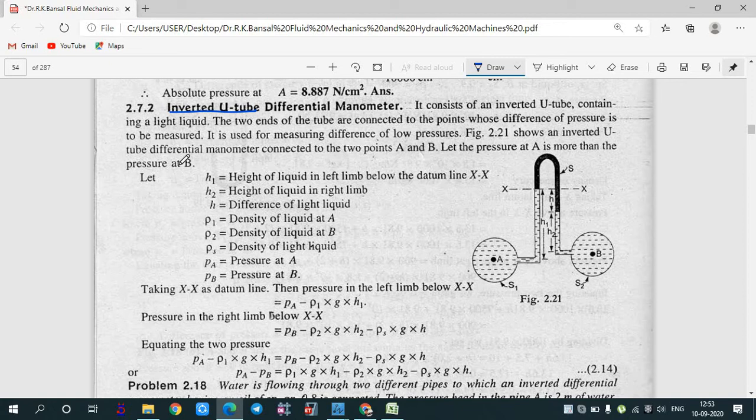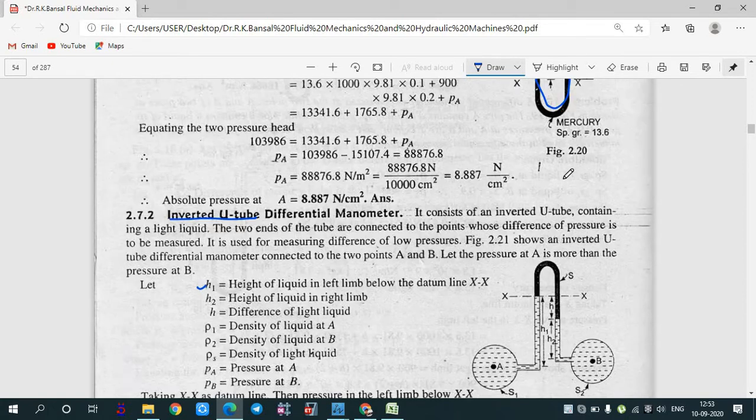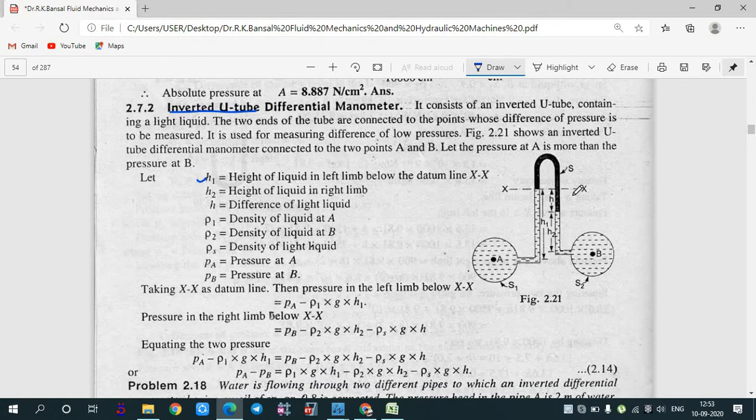So let us discuss the notations marked here. First is H1. H1 is the height of the liquid in the left limb below the XX datum. Now the datum will be up; previously it was down. So this is vessel A, this is vessel B, and we need to find out the pressure difference in these two vessels.